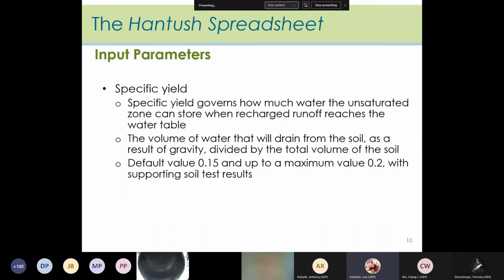So for specific yield, this is what governs how much water the unsaturated zone can store when recharge runoff reaches the water table. So it's the volume of water that will drain from the soil as a result of gravity divided by the total volume of the soil. Now, this is not what you might see elsewhere. For the purposes of this chapter, it is this unique definition. And we have a default value of 0.15, up to a maximum of 0.2, provided you have test data that supports that change.